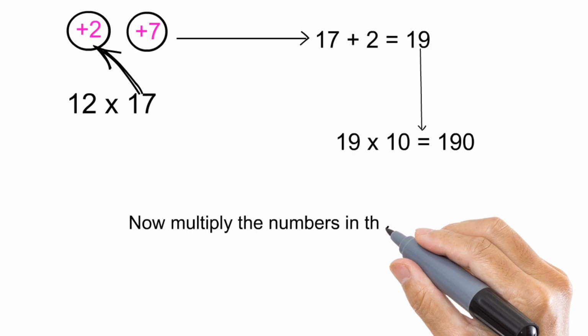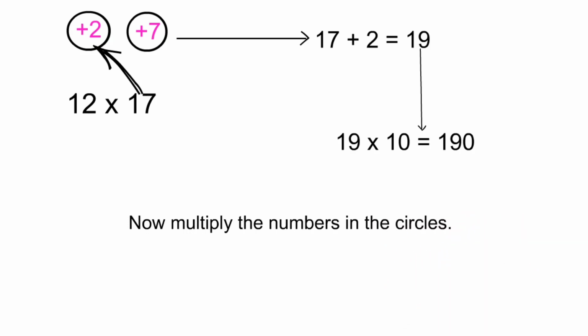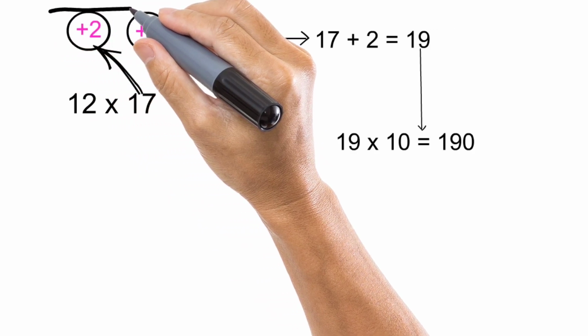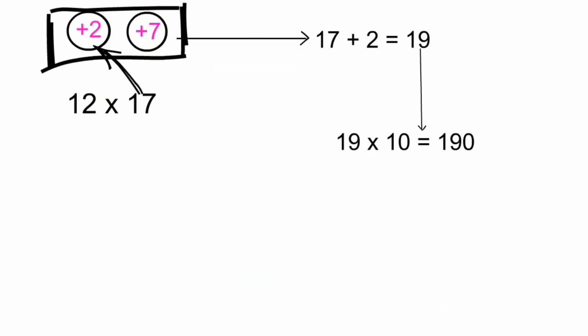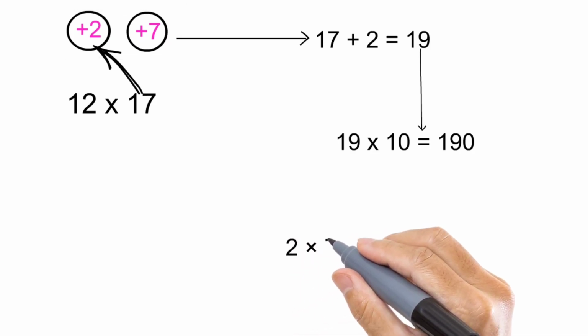Now, multiply the numbers in the circles. Plus 2 into plus 7. These are the two numbers in the circles. Plus 2 into plus 7, which gives us 14.